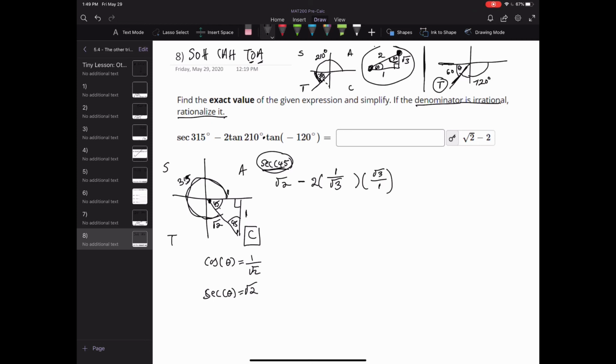Alright, cool. Let's just work this out and see what we get. So I'm going to multiply these two things. You just multiply them across, and you end up getting square root of 3 over square root of 3, which happens to just be 1, because they cancel each other out. So this is really just 2 times 1, which is 2. So square root of 2 minus 2. And you can leave your answer just like that, and that's exactly how they gave it.